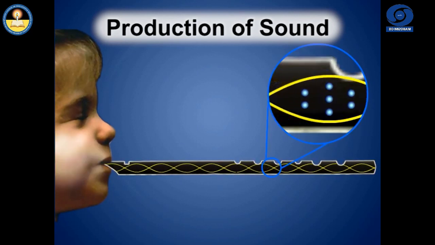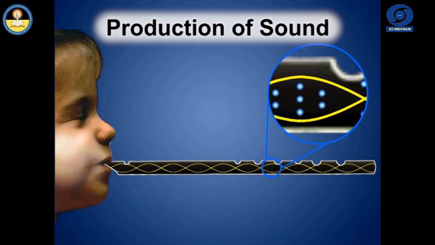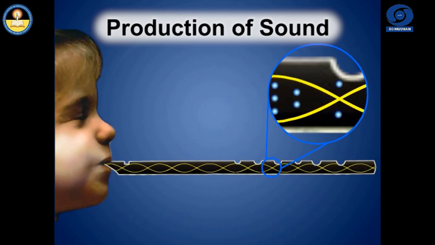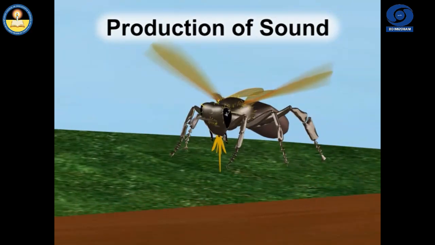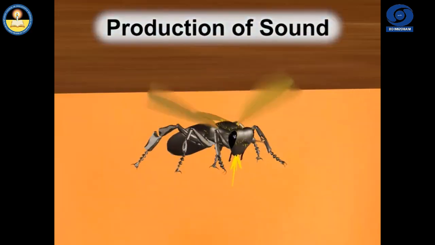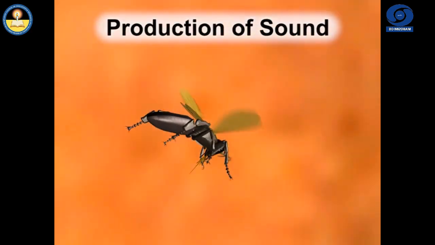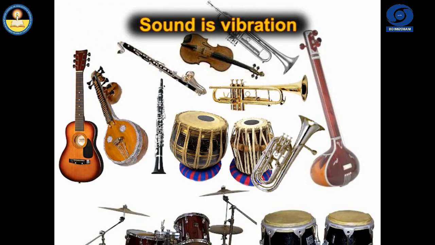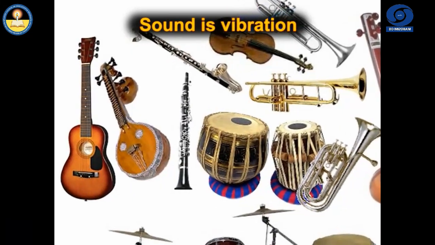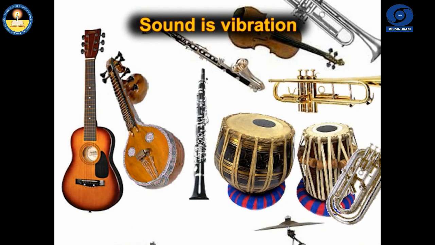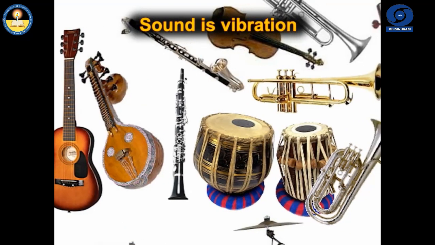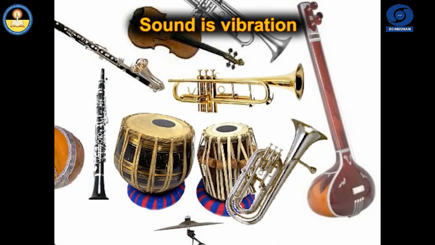In human beings, it is the vibration of the vocal cords that produces sound. When a bee flies nearby, we hear a humming sound. It is due to the vibration of the wings of the bee. A source of sound is always in a state of vibration. Most of the music is produced by the vibrating strings of various musical instruments and their vibrating air columns.